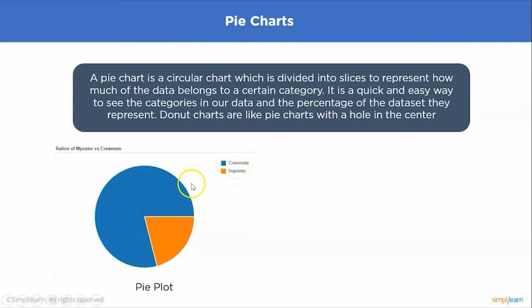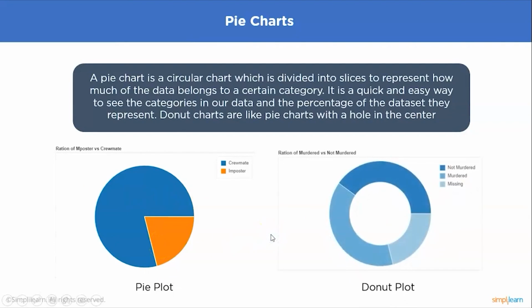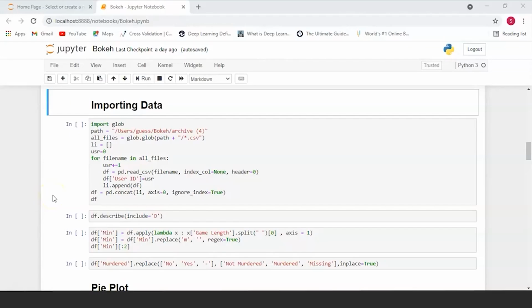Like over here, we have a pie chart which represents crewmates and imposters in a game called Among Us. So using this, we can just say that around 75% of our data is crewmates and 25% of it is imposters. On the other hand, you have a donut chart, which is almost exactly the same as the pie chart, except the middle portion is missing values. And in this middle portion, you can do other things such as plot a pie chart or represent other data within it. So now let's see how we can plot our pie plots using Python Bokeh.